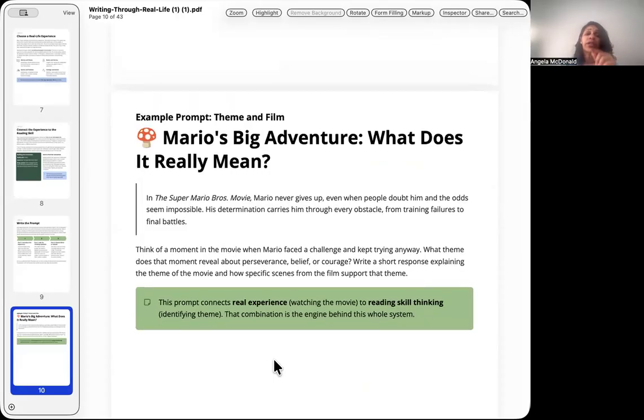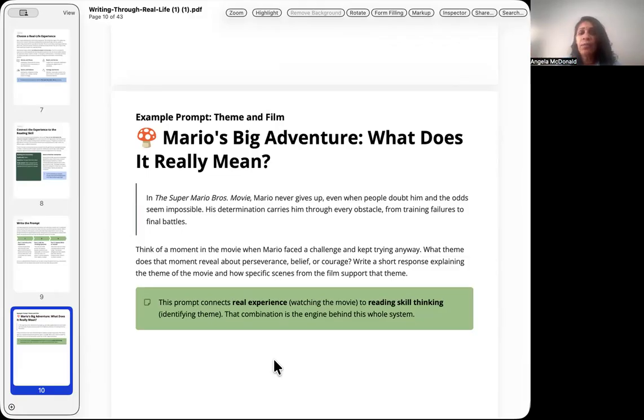This was an example of one we did for Mario's Big Adventure. We had just seen the Mario movie, so we knew the second movie was coming out. So we watched the first one, we watched the second one, and I want to go through the prompt with you. In the Super Mario Brothers movie, Mario never gives up, even when people doubt him and odds seem impossible. So that was the first step, giving something about it. This was on our lesson on theme. His determination carries him through every obstacle, from training failures to the final battle. So I gave her just that little clip of the overall story.